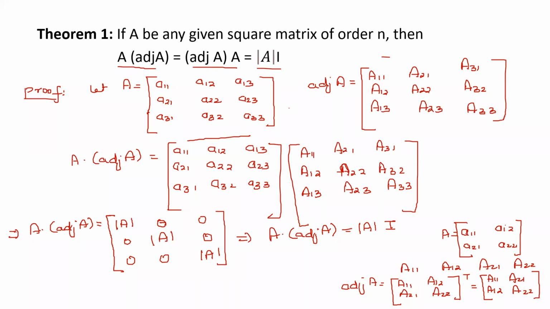So first of all, please find the cofactors and write them in place of the elements, and then find the transpose of this matrix. So you will get this one. Okay, please note this down. Yes, sir, I have noted. Okay, very good.